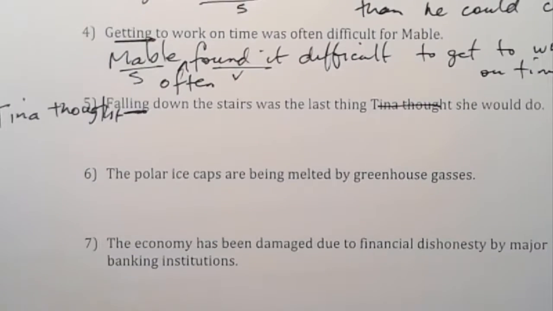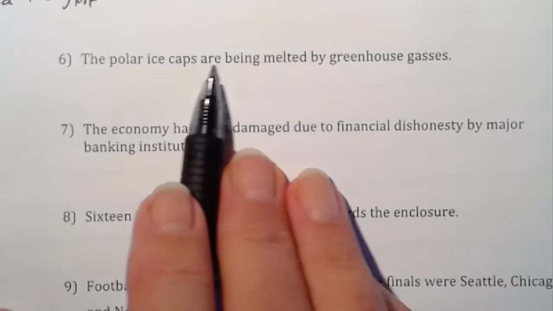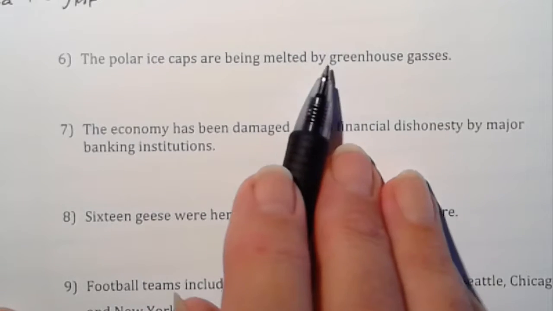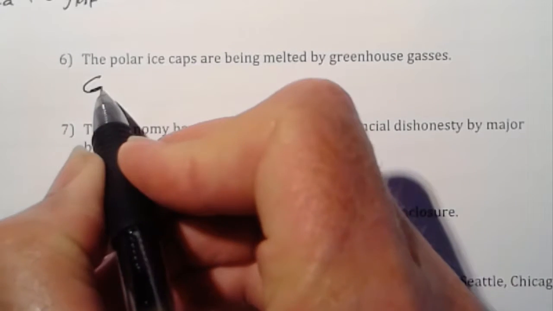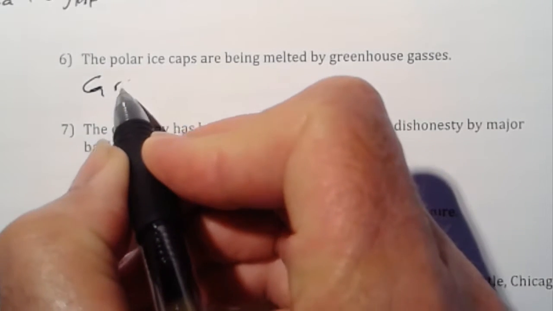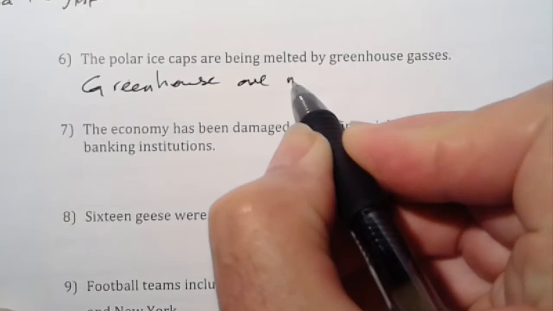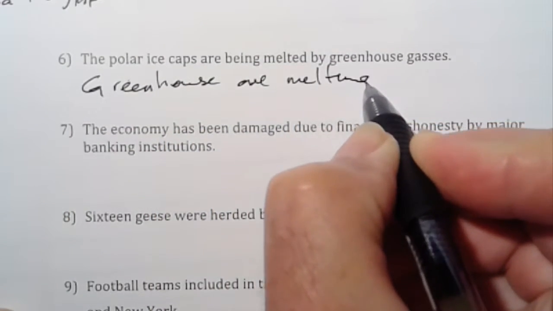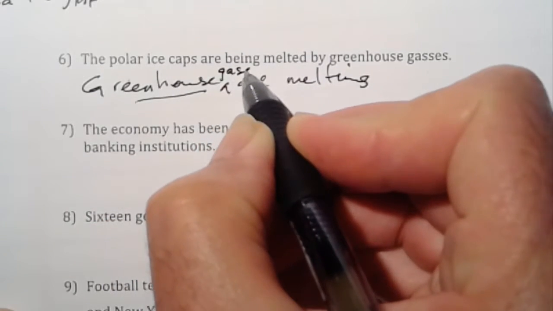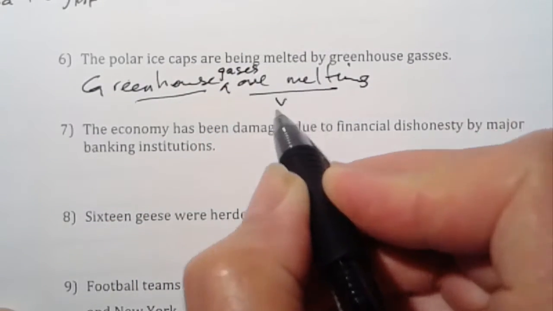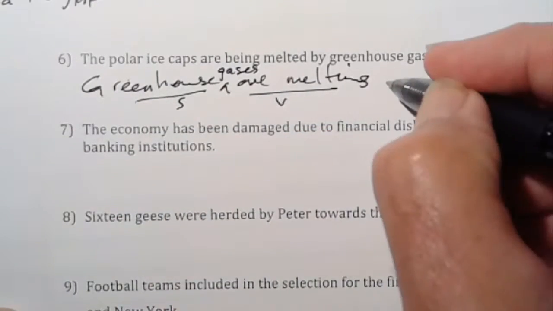Okay, let's have a look at just a couple of others. The polar ice caps are being melted. Okay, what's doing the melting? Greenhouse gases. So greenhouse gases are melting. So there's my subject. And there's my verb. So there's my clause at the start of the sentence. Greenhouse gases are melting the ice caps.